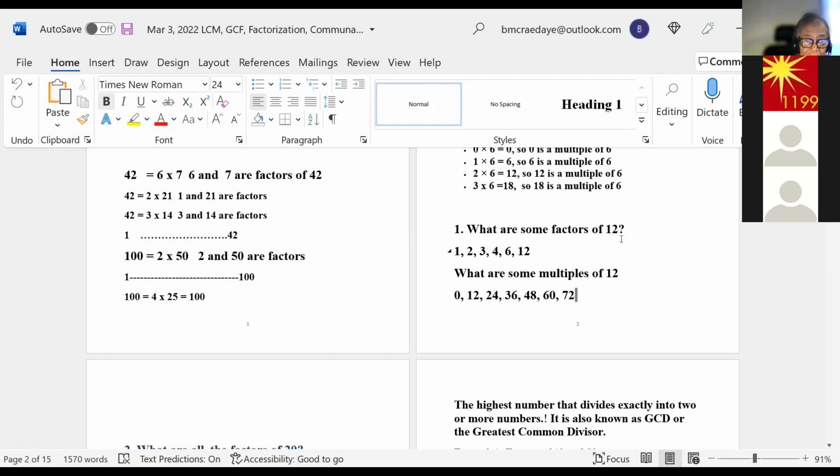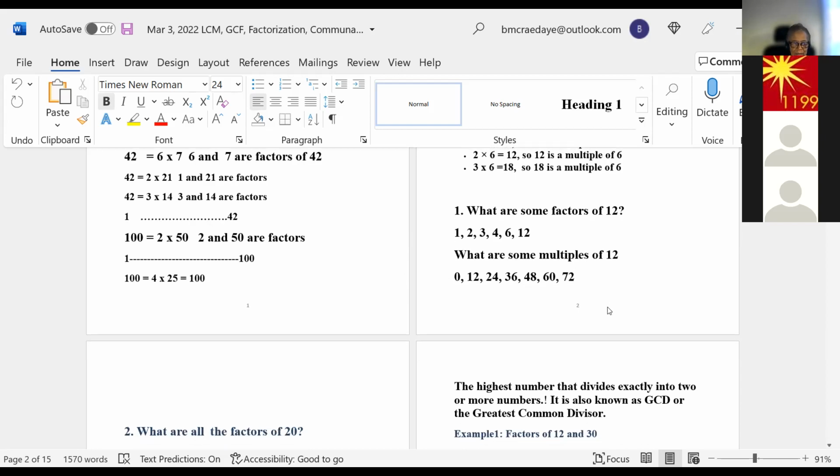So you see the difference, right? With factors, you get numbers that multiply to give you the number. Multiples are numbers you multiply by the number to get the multiple. So 0 times 12 is 0. 1 times 12 is 12. 6 times 12 is 72. Questions? So you know the difference?